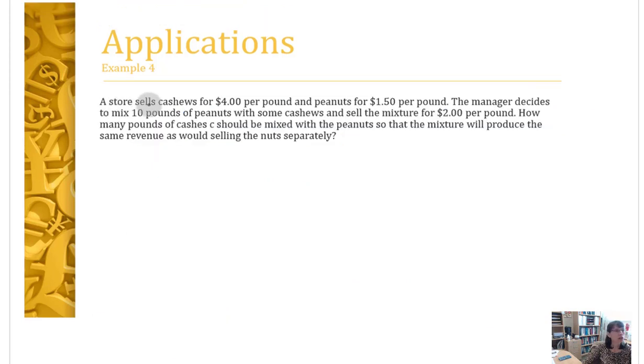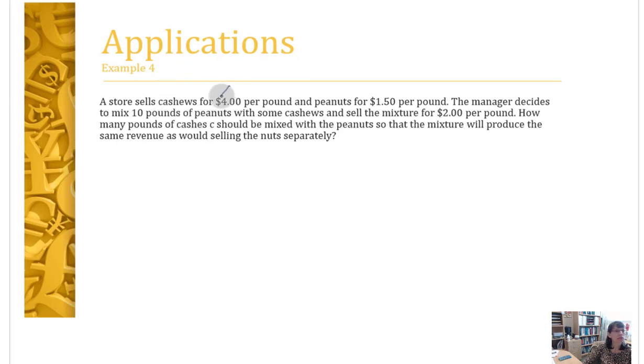In this application, a store sells cashews for $4 per pound and peanuts for $1.50 per pound. The manager decides to mix 10 pounds of peanuts with some cashews and sell the mixture for $2 per pound. How many pounds of cashews, which we'll let equal C, should be mixed with the peanuts so that the mixture will produce the same revenue as with selling the nuts separately?